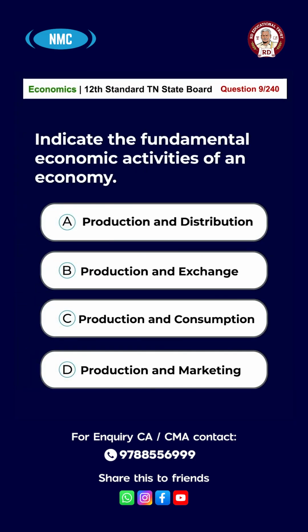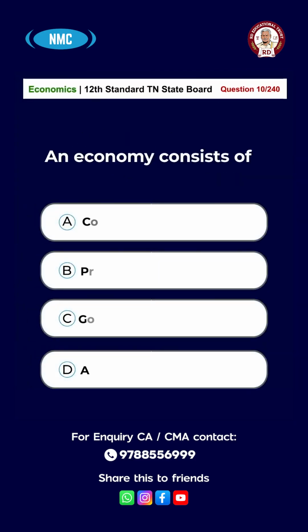Question number 9. Indicate the fundamental economic activities of an economy. The options are A. Production and distribution, B. Production and exchange, C. Production and consumption, D. Production and marketing. The answer is option C, production and consumption.